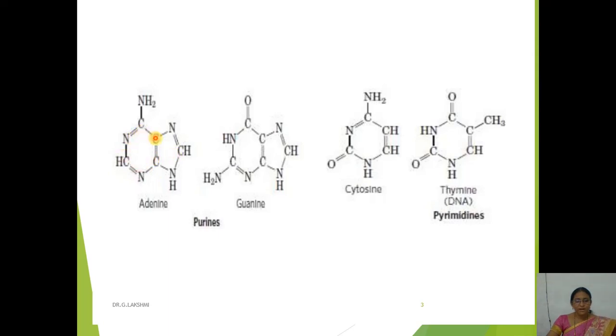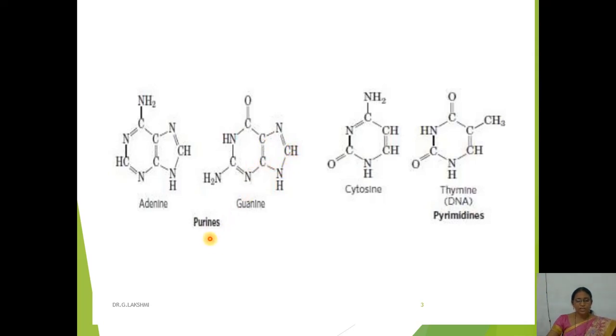One is a six-membered carbon ring structure attached to functional groups, and this six-membered ring structure is attached to a five-membered ring structure called imidazole. So the double ring structure of adenine is composed of a six-membered ring attached to a five-membered ring. Likewise, we can see this in guanine also.